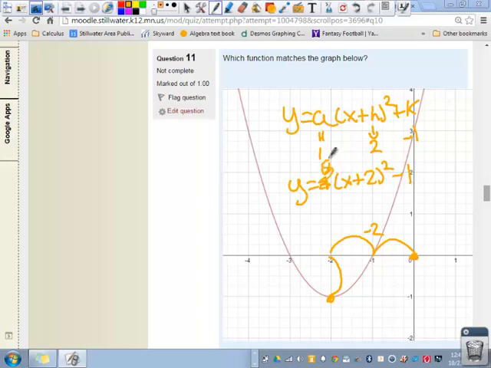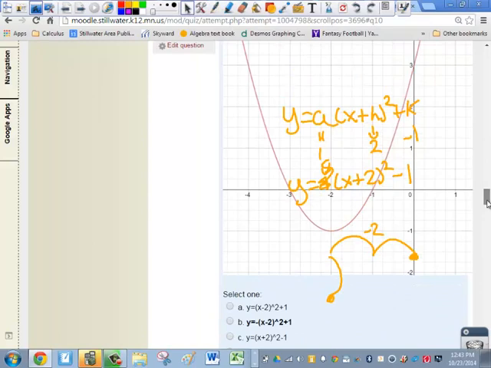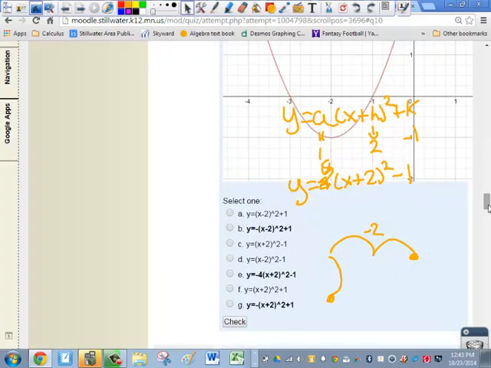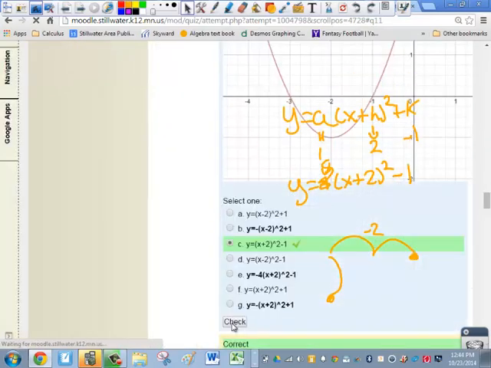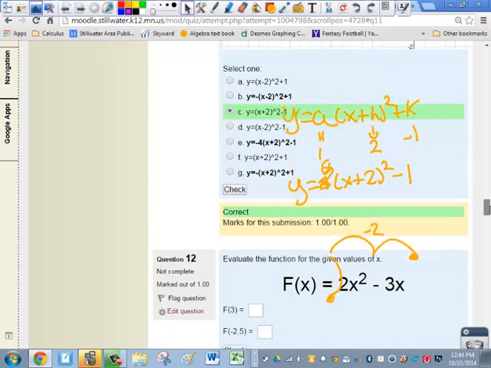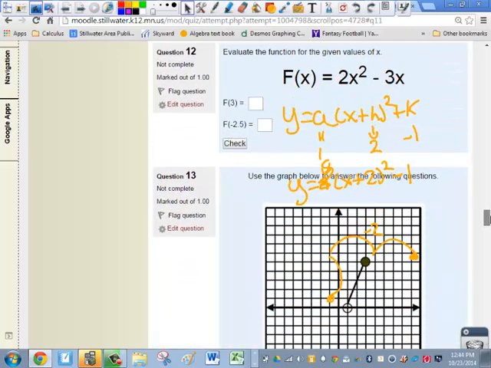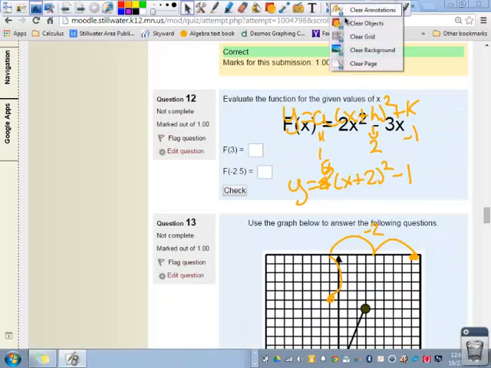Let's put that in, let's see if we can find that, because this is multiple choice, right? It gives you a hint of what you might see on the test. We got y equals (x plus 2) squared minus 1. Is this one? I think it is. Let's check it. Perfect. You guys are awesome. Keep it going. Moving on to evaluating.